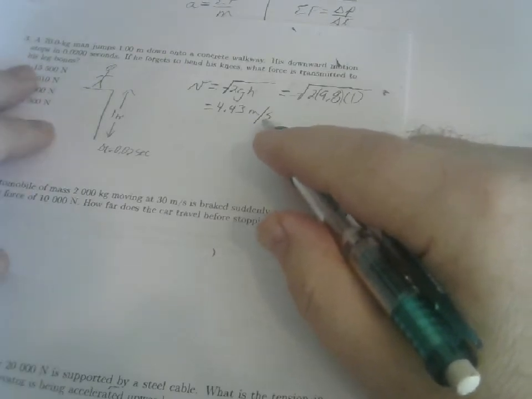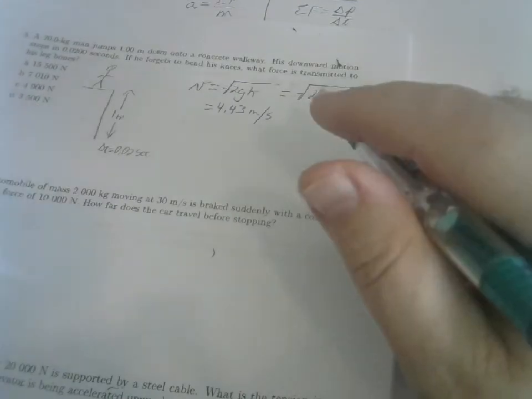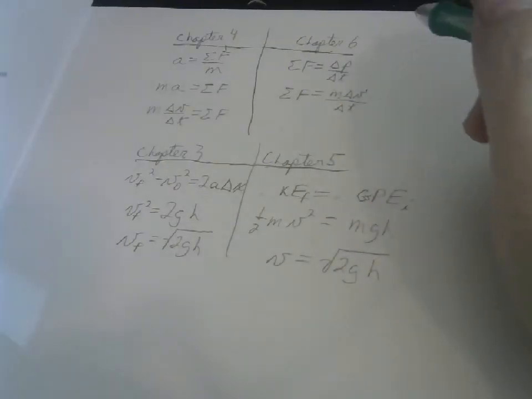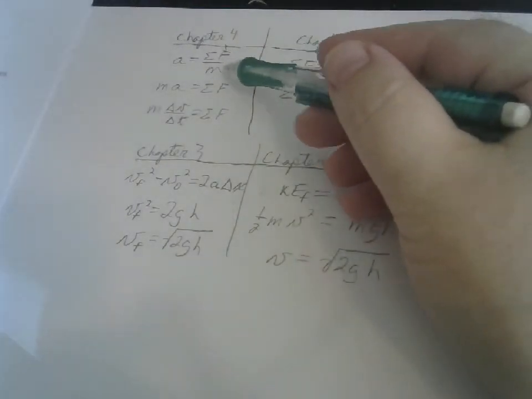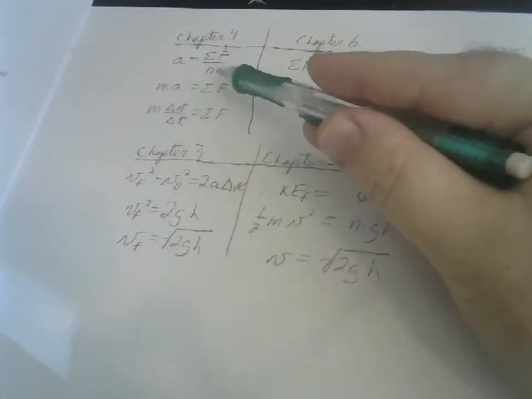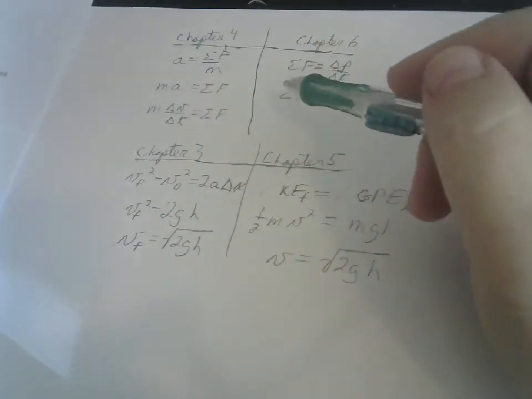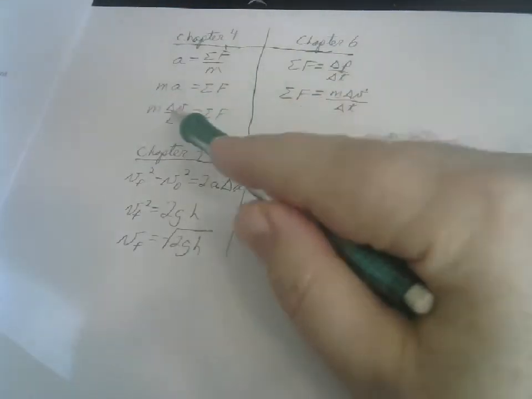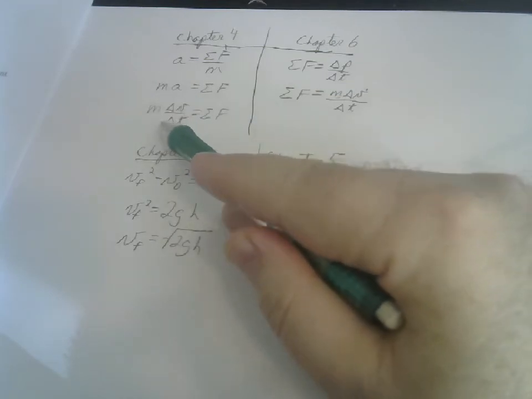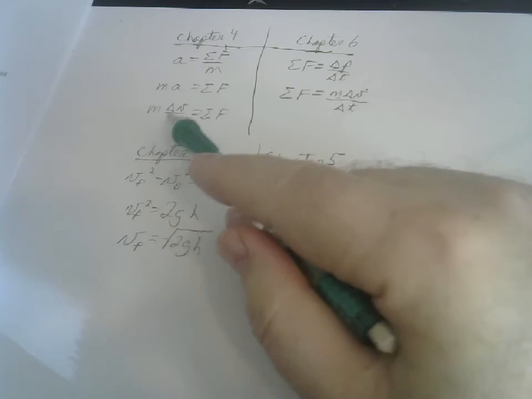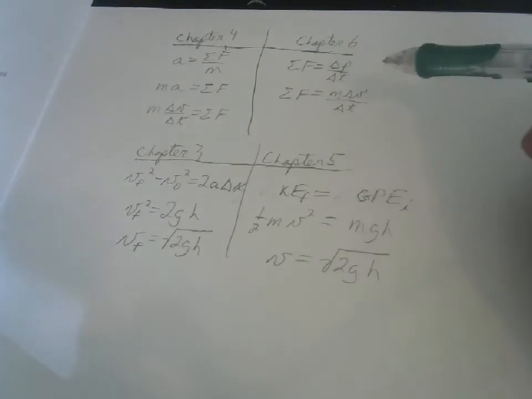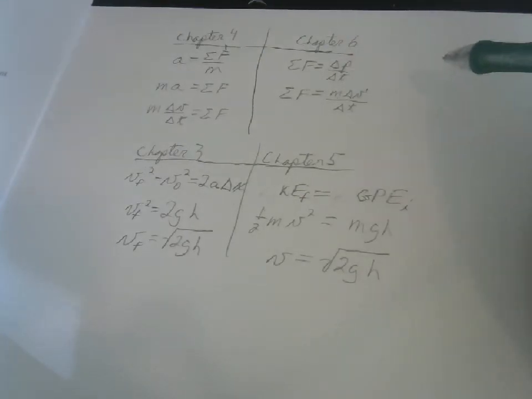Now, for the next part, we need the force that is on his knees. And for this, we can use methods from either Chapter 4 or Chapter 6. In Chapter 4, we learned about Newton's second law. Acceleration equals the sum of the forces divided by the mass. And here we have mass times acceleration equals the net force. And acceleration is delta v over delta t, so we can find force, m delta v over delta t. In Chapter 6, we learned that the net force is equal to the change in momentum over time, which is also m delta v over delta t.